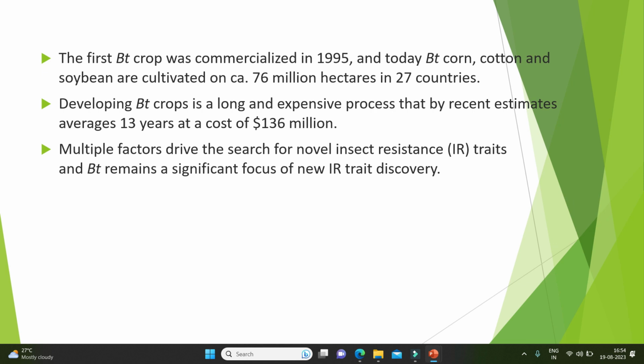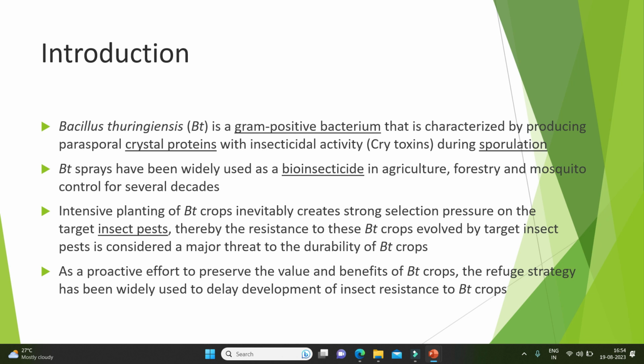The first BT crop was commercialized in 1995, but today BT corn, cotton and soybeans are cultivated on 76 million hectares in 27 countries. Multiple factors drive BT as a significant focus. It is used as a biofertilizer in crops, with implications in the control of pathogens in insects and pests. That is the main point. What does BT do?